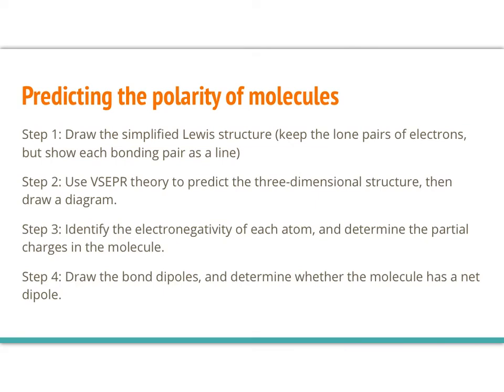Now, in order to predict the polarity of molecules, we have 4 steps. In step 1, we draw a simplified Lewis structure. You need to keep the lone pairs of electrons, particularly on the central atom, but we can simplify the structure by showing bonding pairs as lines. We then use VSEPR theory to predict the three-dimensional structure and draw a diagram. In step 3, we figure out the electronegativity of each atom and determine partial charges in the molecule. After doing that, we can draw in bond dipoles and then determine whether the molecule has a net dipole.